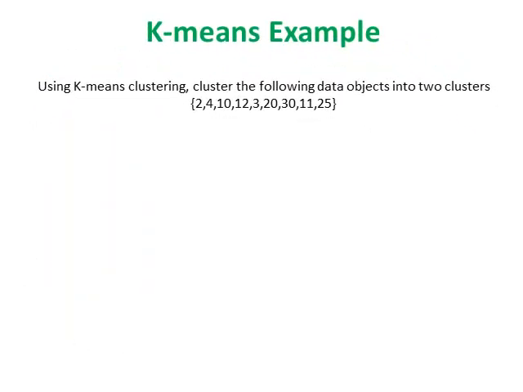You have seen the K-means algorithm. Now I will explain K-means problems. Let's see how to solve. See this problem. Using K-means clustering, cluster the following data objects into two clusters. The data objects are 2, 4, 10, 12, 3, 20, 30, 11 and 25. Here all data objects are mentioned in a single dimension. We have to group these data objects into two clusters. The given data objects are represented on a line.